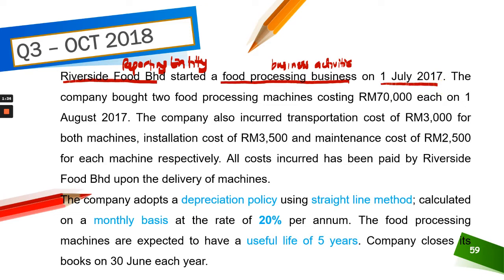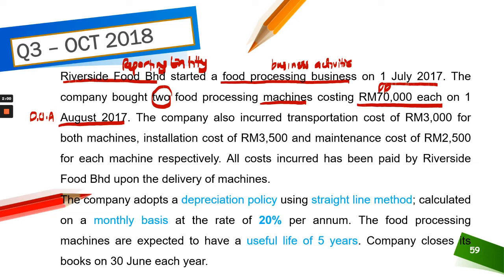The company bought 2 food processing machines. So what was bought was two machines, and the machine cost 70,000 each on 1st of August. So the 70,000 is the purchase price per unit, and 1st of August is the date of acquisition.